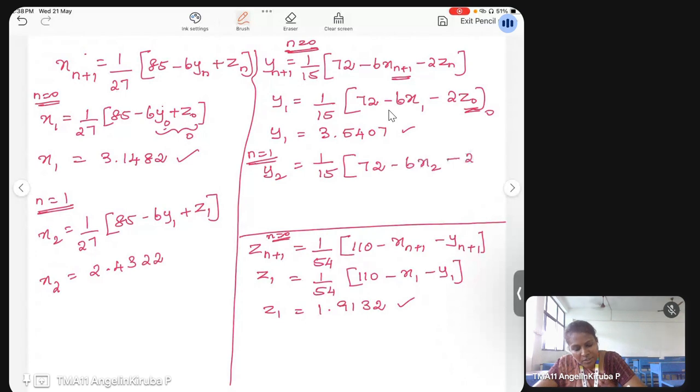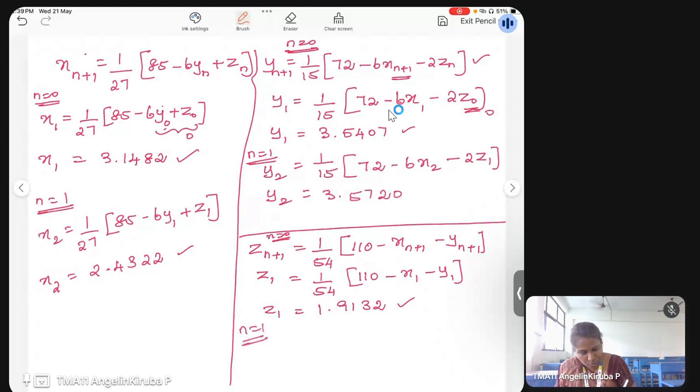In the general equation, you have to substitute n equal to 0, n equal to 1, n equal to 2, and so on. And we stop the iteration when successive iterations agree. So the value of x2 we know, and we can substitute z1 from the previous iteration. So our y2 will be equal to 3.5722. Similarly, put n is equal to 1 in z.